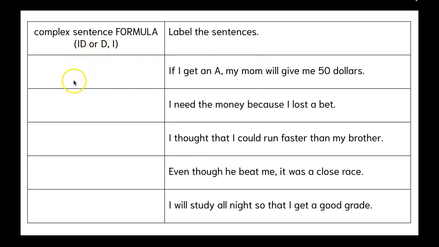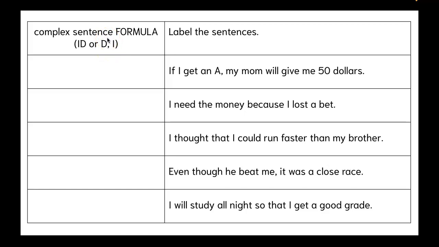So what you're going to do here is label the sentences, and I want you to give me a formula. If the independent clause comes at the beginning, you're going to put I, D for independent, then dependent. If the dependent clause is at the beginning, you're going to put D, comma, I, because you would need that comma there. The dependent clause is at the beginning. It's being used as a transition.